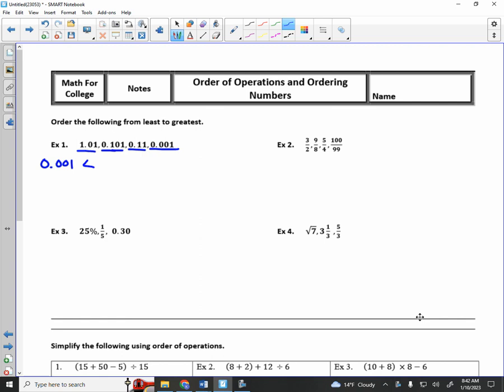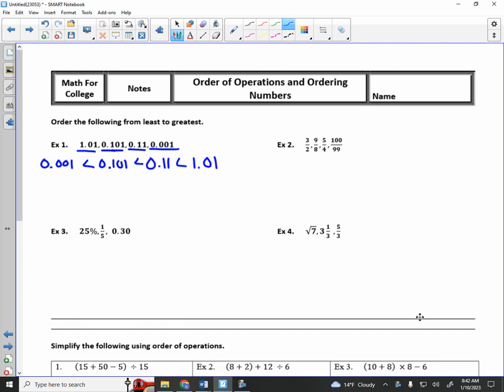What number comes next after that? We're going to have the 0.101. And then we have the other one with the tenths place. And then there's something in the hundredths place here. So 0.11. And the last one is 1.01.